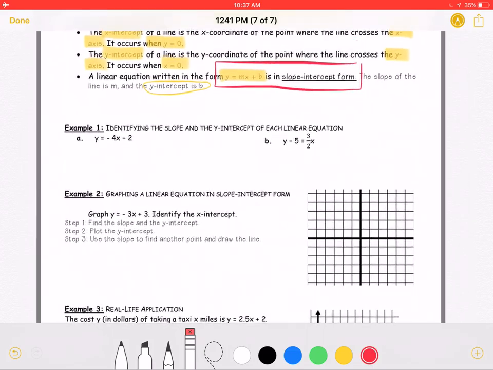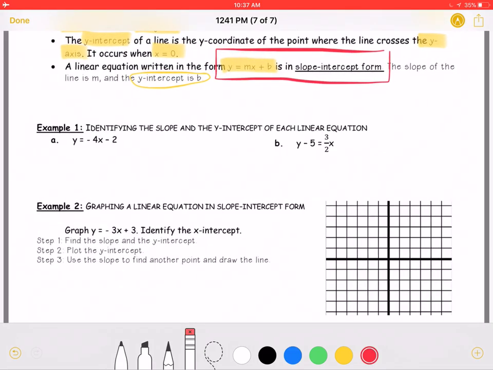So first, let's do example 1. We're just identifying the slope and the y-intercept from these equations. So part A, y equals negative 4x minus 2. So this is in y equals mx plus b form. It's in our slope-intercept form, right? Now we're looking at what is m, what's our slope, and what is b, what's our y-intercept. So we're finding both of those. We're just looking at what replaced the m and the b in this equation. So this is our m, this is our b.